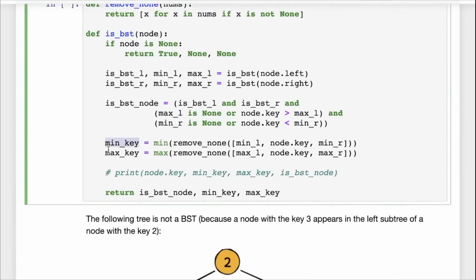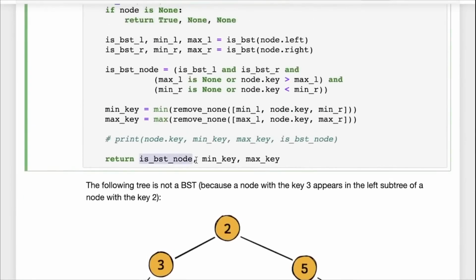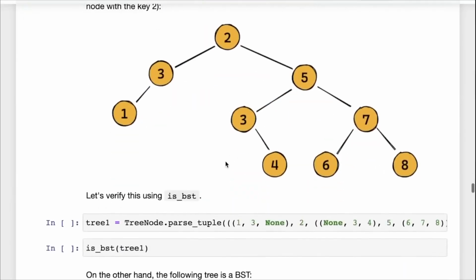And then finally, we can also calculate the minimum key and maximum key simply by computing the minimum of the left minimum, node.key, and right minimum. And the maximum can be calculated by checking the maximum of the left maximum, node.key, and right maximum. Okay. So what we return from the isBST function is whether a node and the tree rooted at that node is a binary search tree, and then the minimum and maximum key out of it.